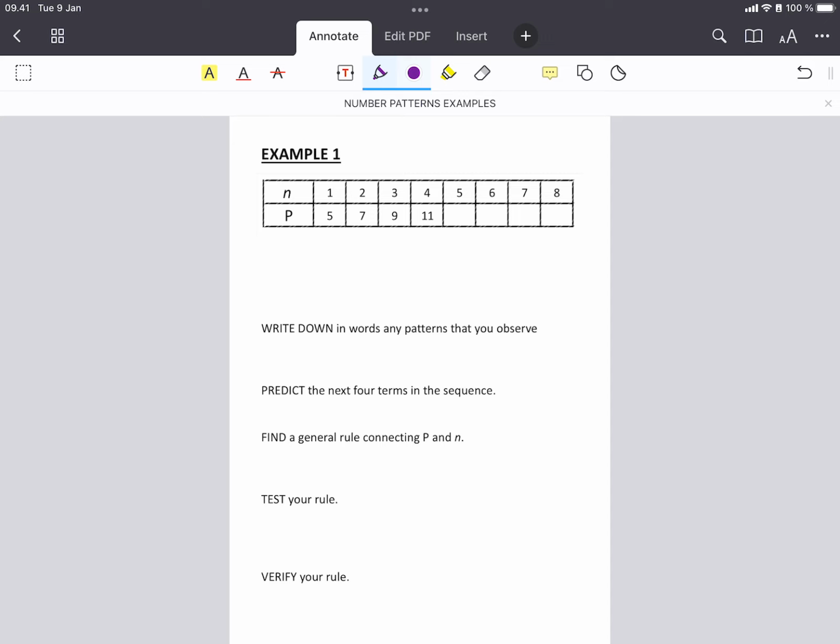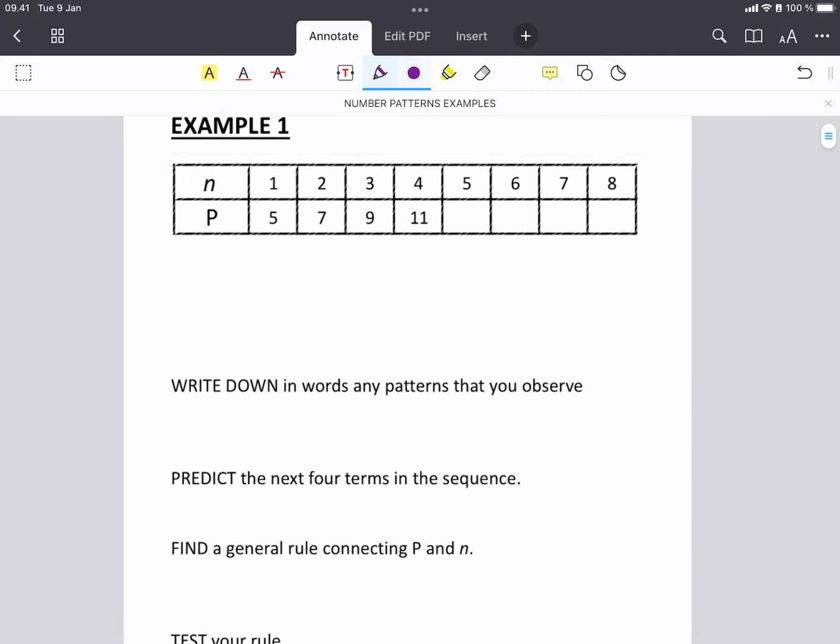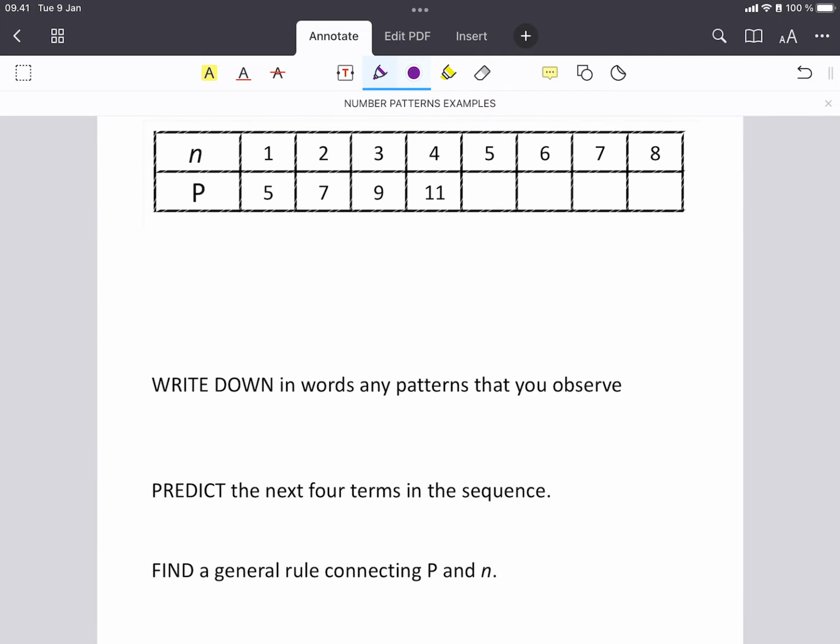So the first question says, write down in words any patterns that you might observe. Well, you might observe that they go up by 2 every time. Plus 2, plus 2, plus 2, and so on. So write down in words any patterns that you observe.